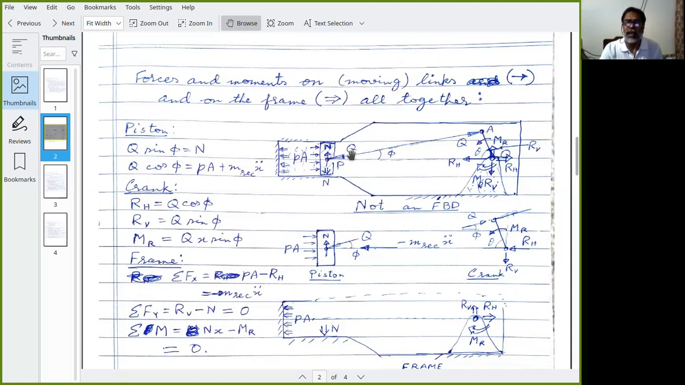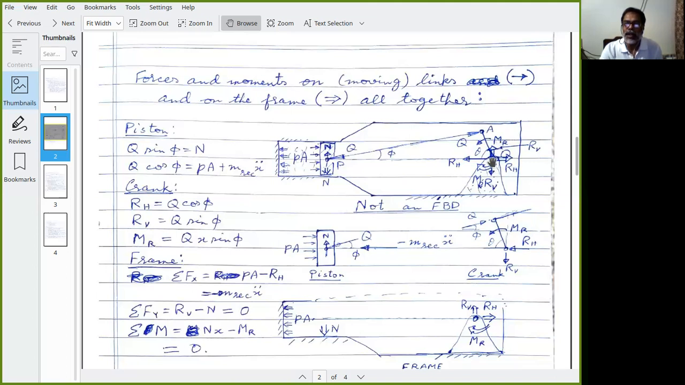So the way the force from the piston on the connecting rod has not been shown at this end, similarly the force from the crank on the connecting rod is also not shown. It is clear that whatever force the piston applies, that is negative of this Q, gets transmitted through the connecting rod to this end without any loss. So this is the force Q in this direction on the crank. What are the other forces on the crank?